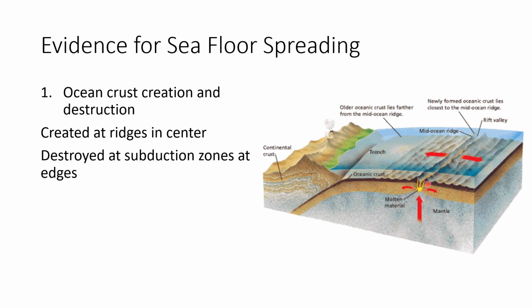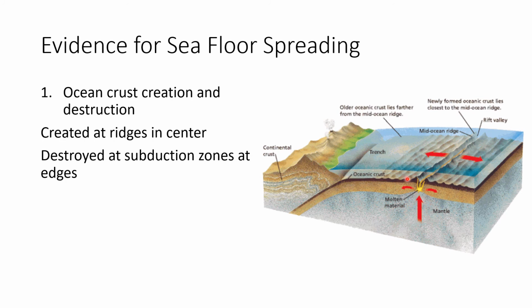observe new sea crust being created in the middle of the ocean at what's called a mid-ocean ridge. This is where part of the mantle gets hot enough that it melts into magma and rises up. And as it rises up, it pushes the two chunks of plate on either side of it away from itself. So there's an underwater mountain range here. That's what's called the mid-ocean ridge.